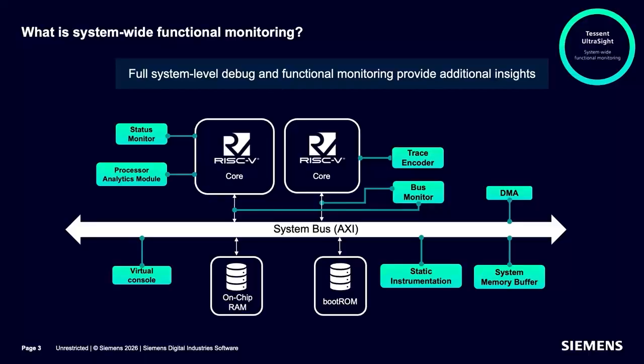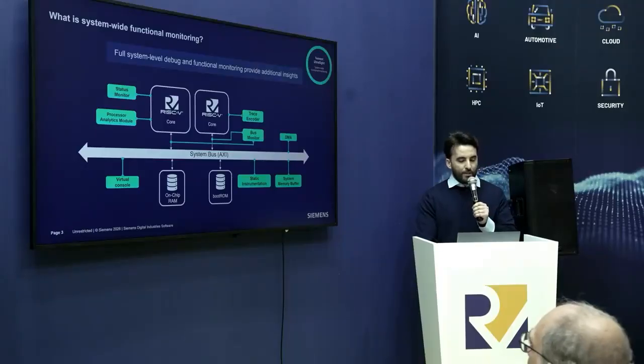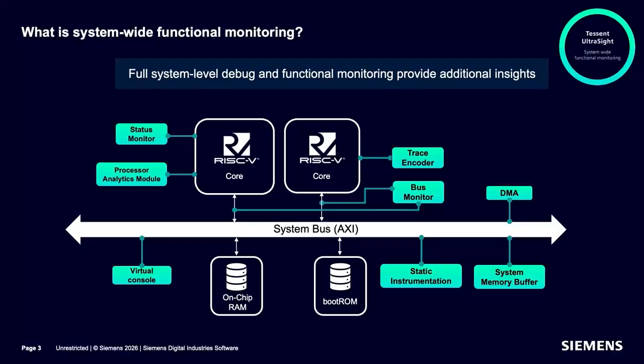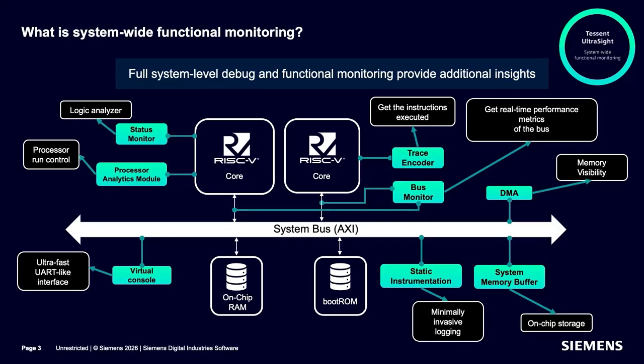So Tessent Embedded Analytics provides, as part of their Tessent UltraSight product, a full system level debug and functional monitoring by providing different IPs such as status monitor, processor analytics module, trace encoder, so different solutions in order to really monitor a system of different levels of complexity.